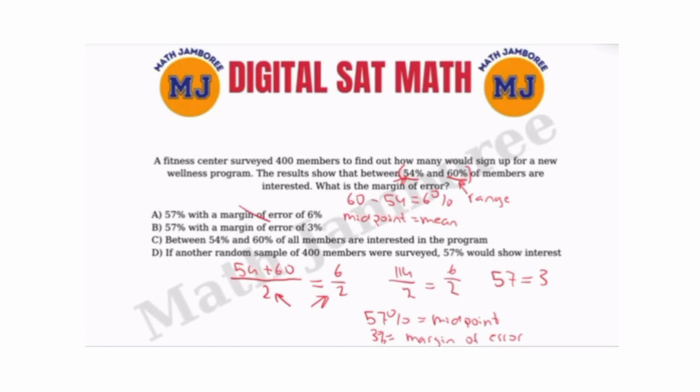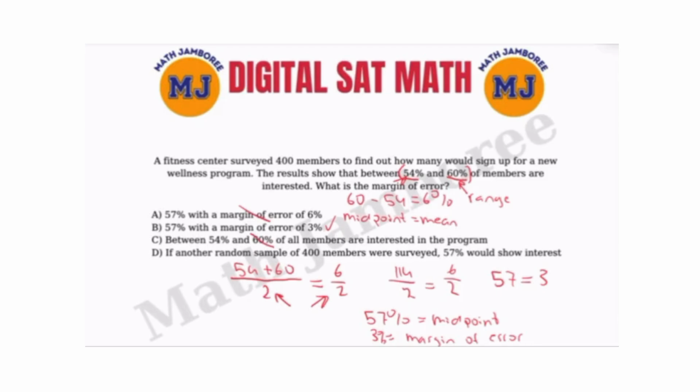B says 57% with a margin of error of 3%. That is most likely the answer. I'm gonna take that. C says between 54 and 60% of all members are interested in the program. See, that is correct, that is true, but it isn't the correct answer. Why? Because they asked us for the margin of error and they didn't ask for anything else, so it's true, but it's the incorrect answer in this case.